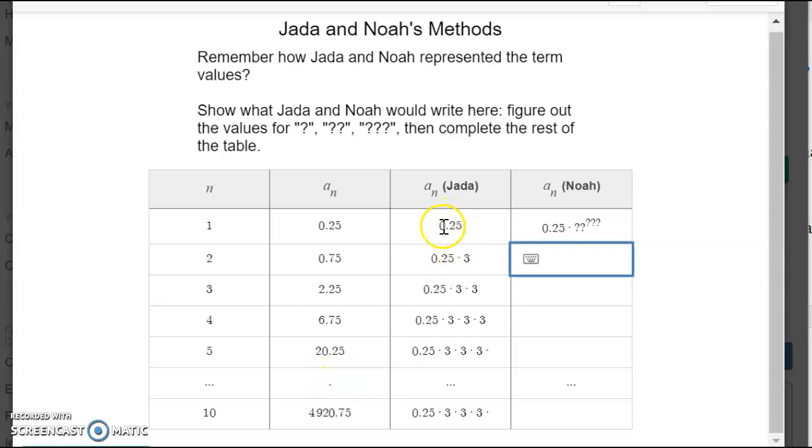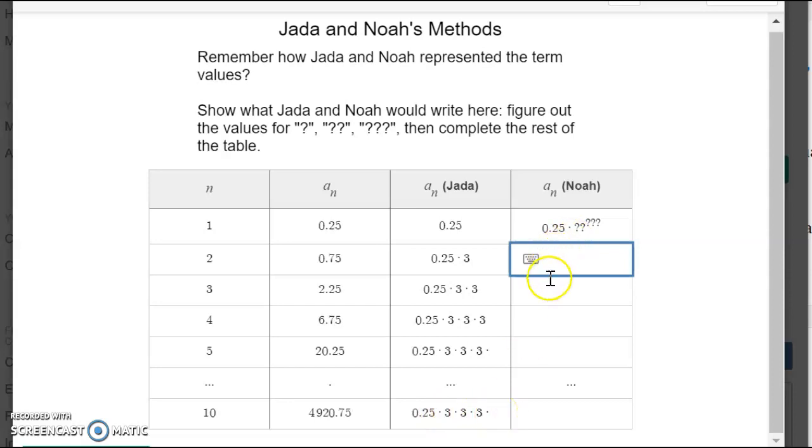We're still up to card number 15 of decimals. We've just filled out Jada's column for a geometric sequence that starts with 0.25 and it's being multiplied by 3 each time, right? So we started with 0.25, and when n is equal to 2, that's the second term. Start with 0.25, the previous value multiplied by 3. For the third term, you start with the previous value, which is 0.25 times 3, then multiply by another 3, and so on. You're just continuing, whatever the previous value is, you're multiplying by 3. And by the 10th, you're multiplying 0.25 times 3, 9 times.